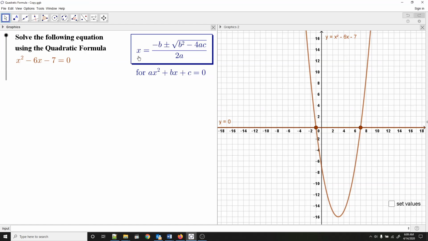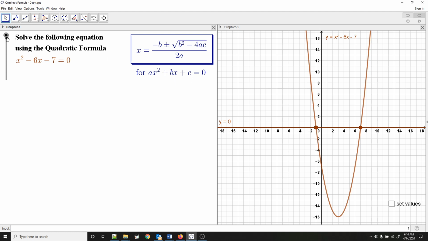Let's solve some quadratic equations using the quadratic formula. The quadratic formula located in this box reads as follows. X will equal the fraction negative b plus or minus the square root of the quantity b squared minus 4ac, and that will all be divided by the quantity 2a for any quadratic expression whose value happens to equal 0.